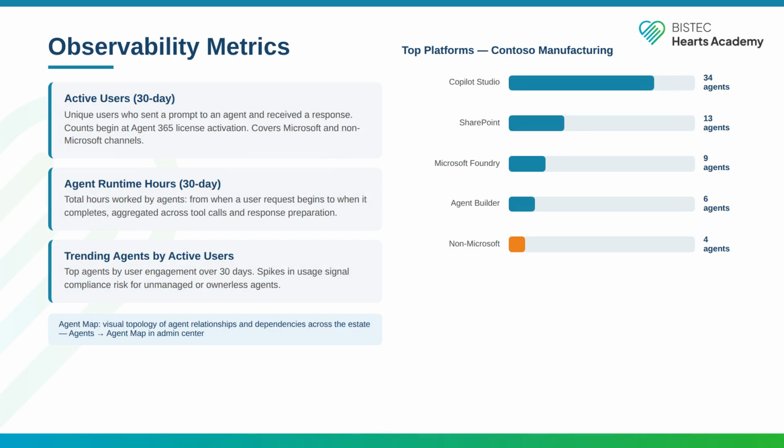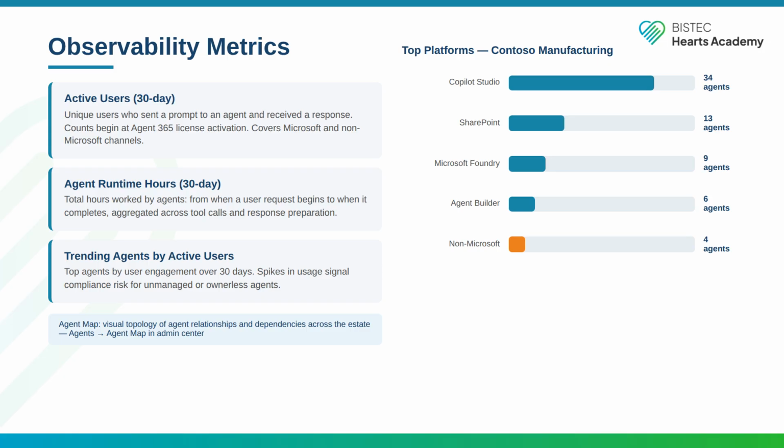Observability in Agent 365 centers on 3 metrics that give you a 30-day picture of how your agent estate is behaving. Active users counts the unique users who sent a prompt to an agent and received a response during the last 30 days. The count starts accumulating from the moment Agent 365 licenses are activated in your tenant.